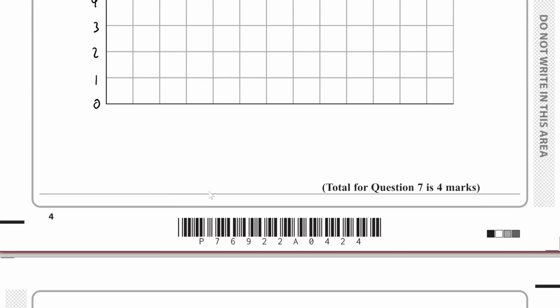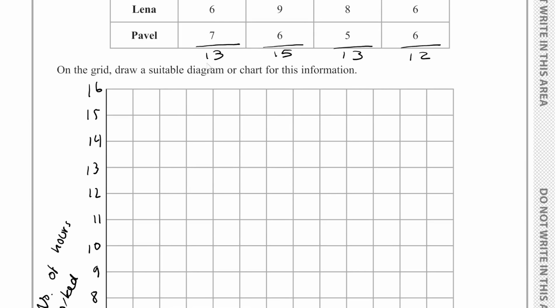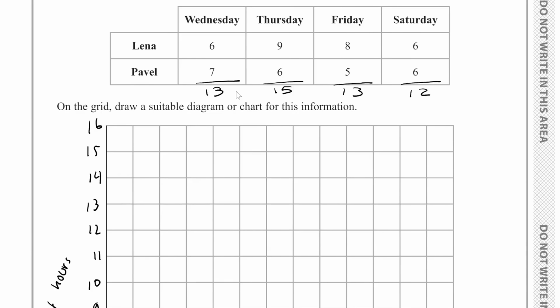And then the days are Wednesday, Thursday, Friday, and Saturday. So we'll have Wednesday, Thursday, Friday, and Saturday. It doesn't matter if you did one square for each one or two, as long as they're all the same. So let's just draw on our bars now.